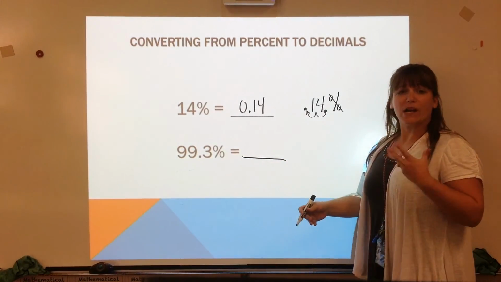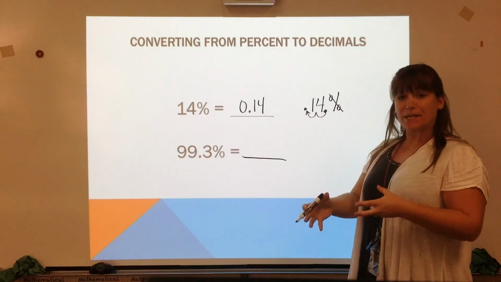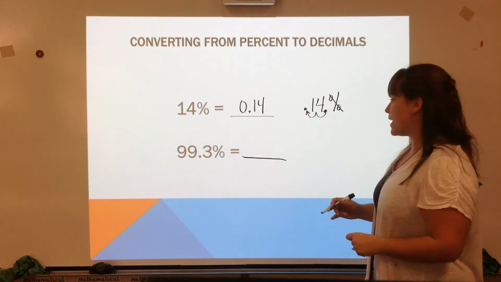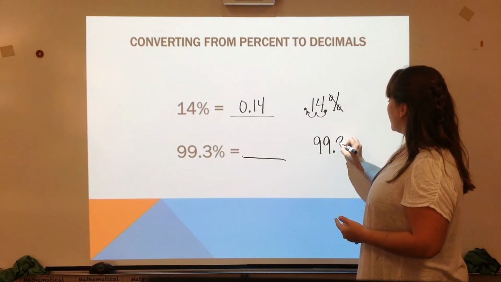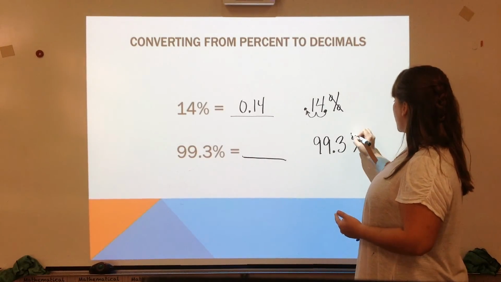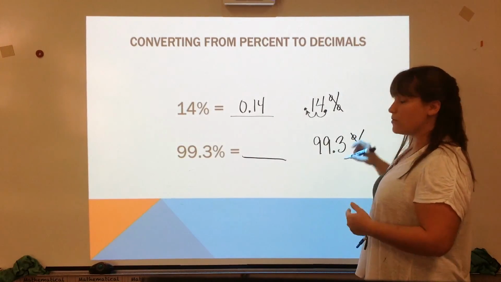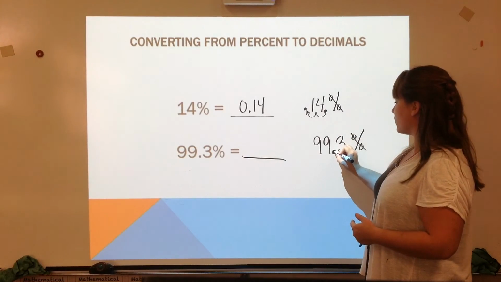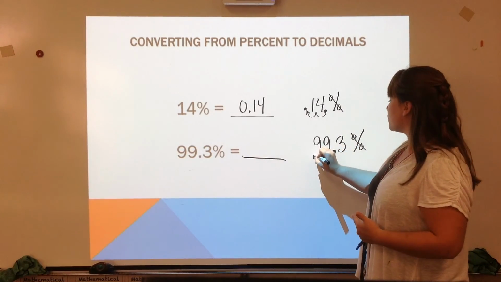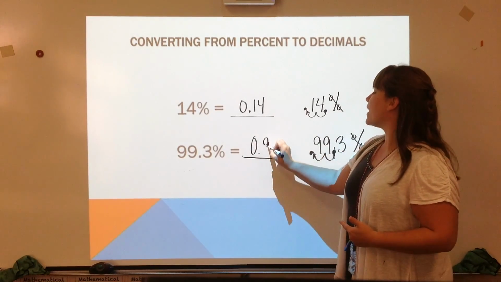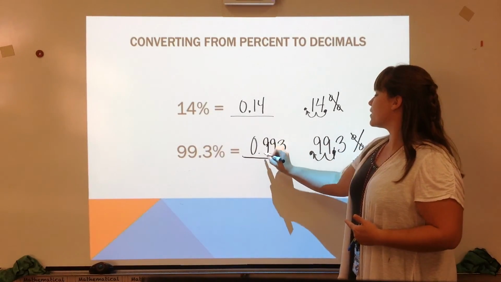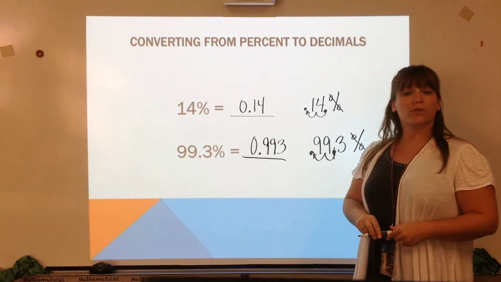This percentage is not a whole percentage. It's 99 and then a little bit more, not quite 100 yet. And so I'm going to start off with the decimal as it is, and to change it from a percent to a decimal, I'm going to take the decimal point right where it is, move it over 2 places, and now we have the decimal 993 thousandths.